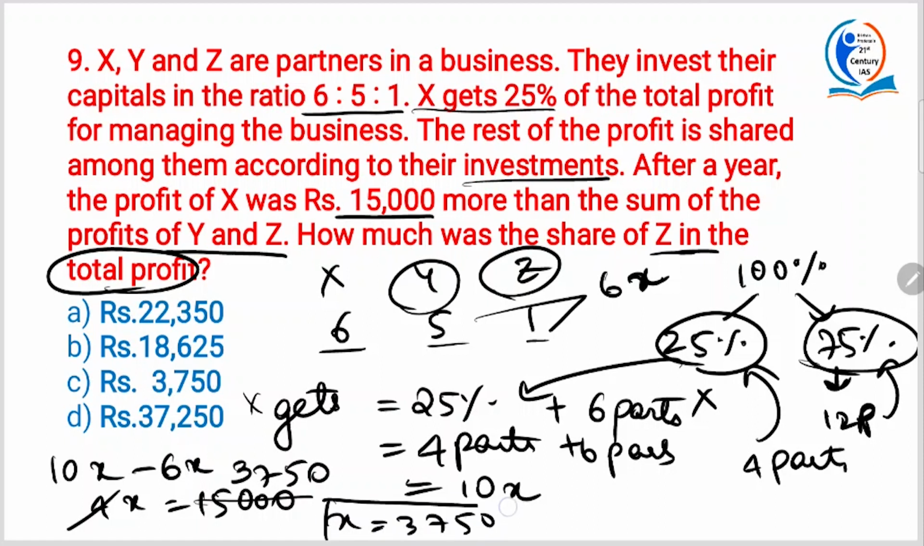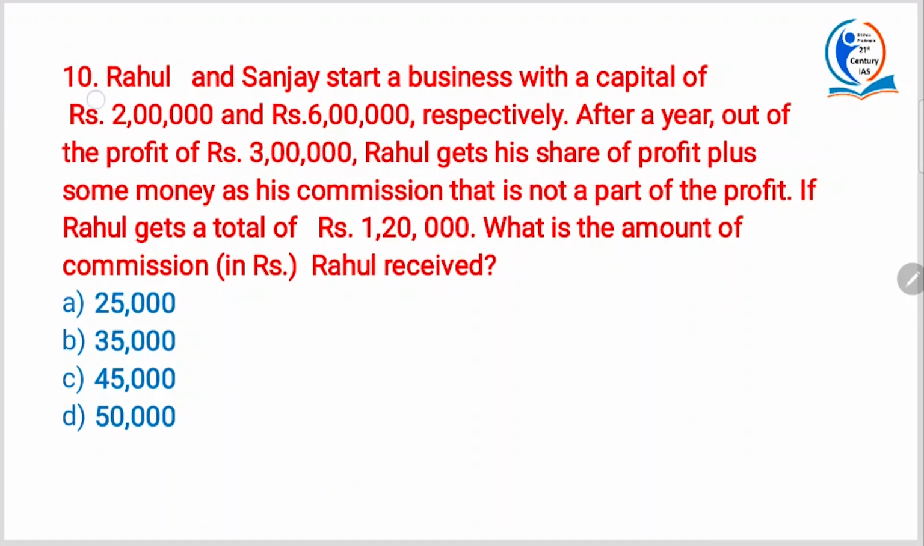Now what are they asking us to find? How much was the share of Z in the total profit? It is equal to what? X, because it is only one part, no? So 1X, that is 3750. C is the answer.